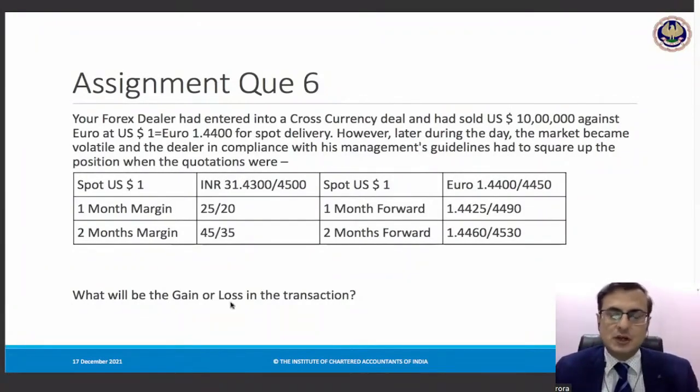Then we'll move to the next concept of forward rate determination. Abhi to forward is given to you. Now the forward rate is given. You may also be required to calculate the forward rate. ठीक है, चले start करें. Okay.